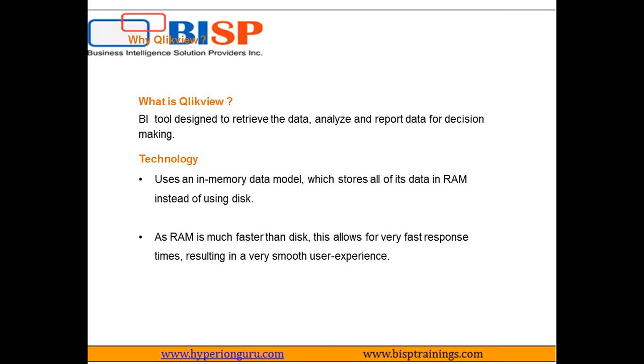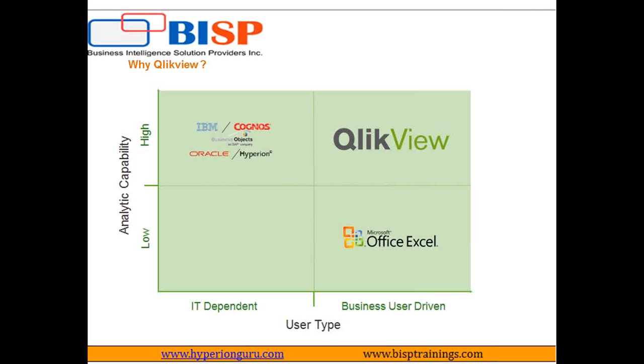So Qlikview, as you can see from this graph, has the advantages of both. It has a good analytical capability like that of IBM Cognos, and also it is user driven instead of IT driven. So you don't have to go to your IT people again and again to make changes to the application. The user can make the changes themselves. That's why Qlikview is preferred nowadays over costly tools like IBM Cognos, Oracle Hyperion, and not so good tools like Office Excel for reporting purposes.